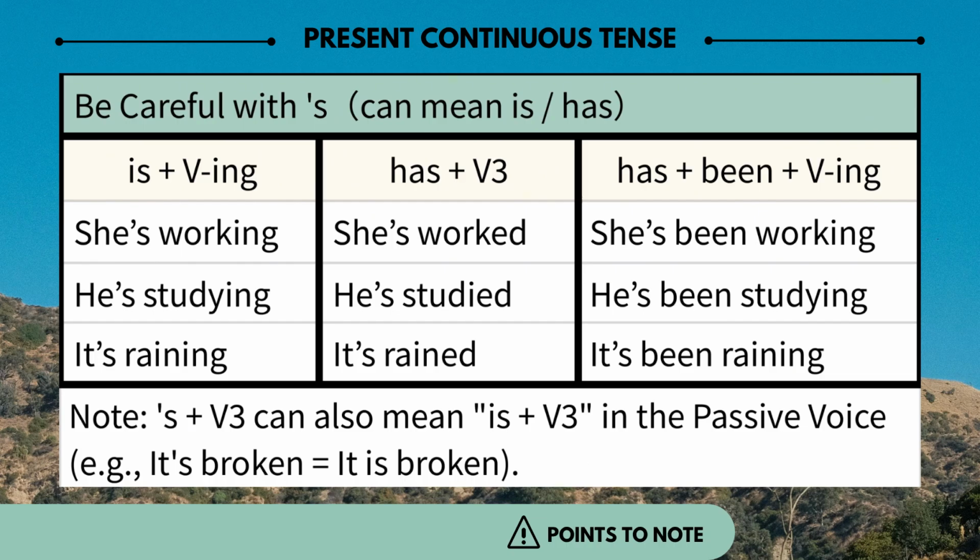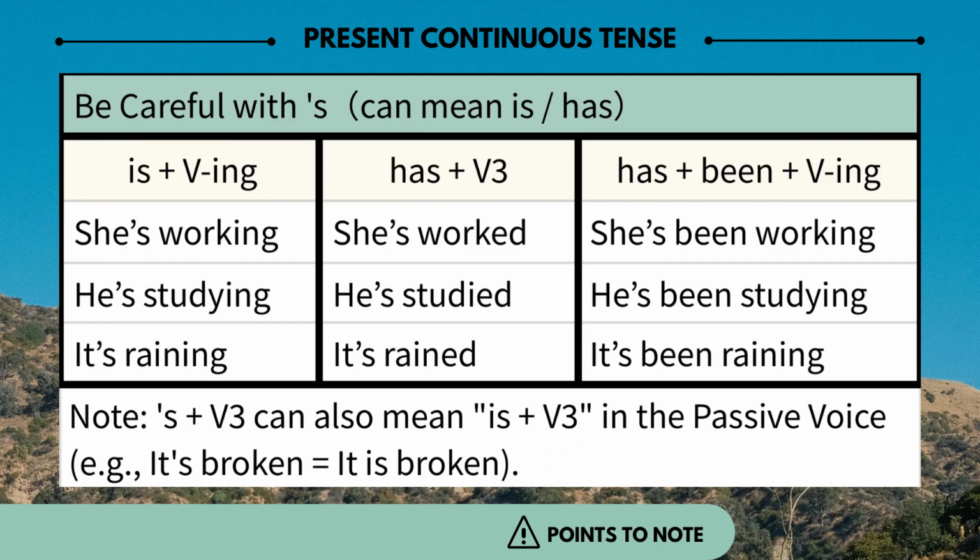Summary. Let's review the 3 main meanings of S. 1. S plus V-ing equals is plus V-ing. She's working, she is working. 2. S plus V3 equals has plus V3. She's worked, she has worked. 3. S plus been plus V-ing equals has been plus V-ing. She's been working, she has been working. 4. Be careful, S plus V3 can also be passive voice, is plus V3. It's broken, it is broken.